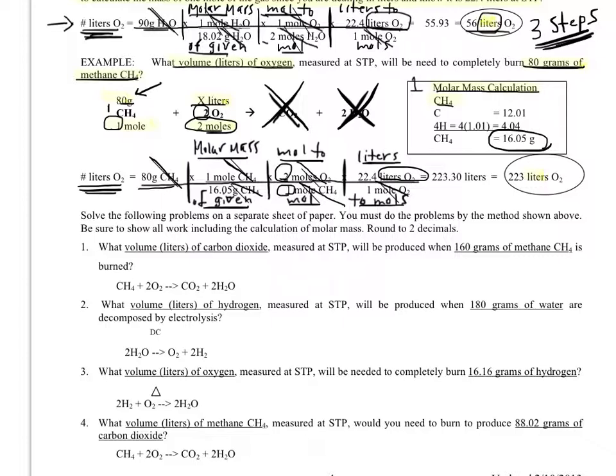I multiply 80 times 2 times 22.4 and divide by 16.05, which gives me a number that I should round to 223 liters of oxygen. Again, make sure your units are in liters. All right.